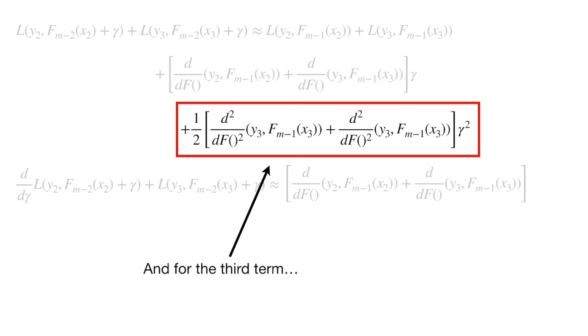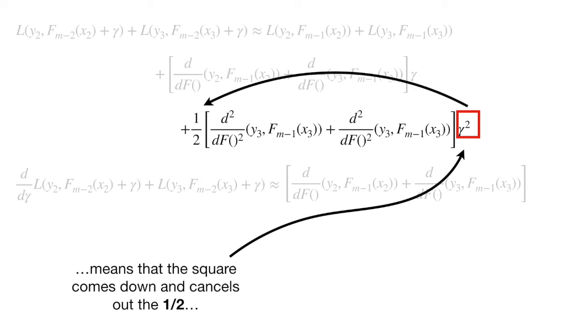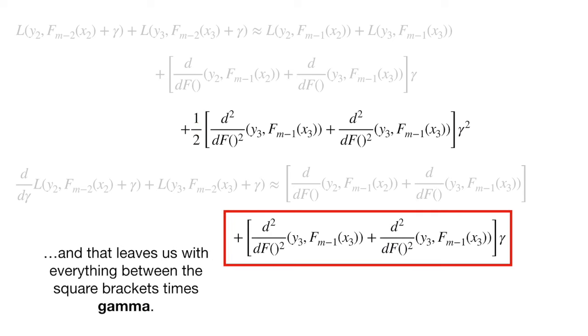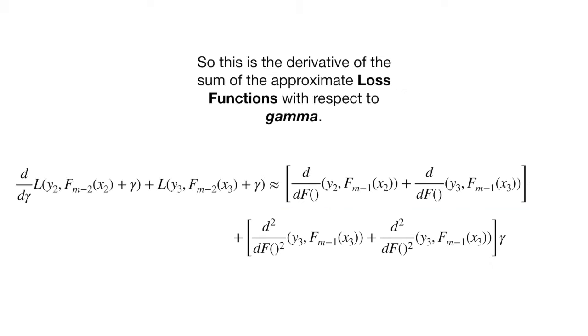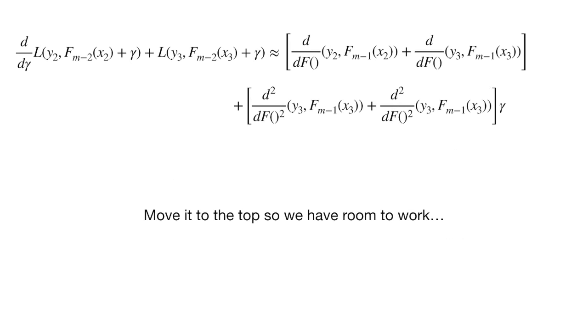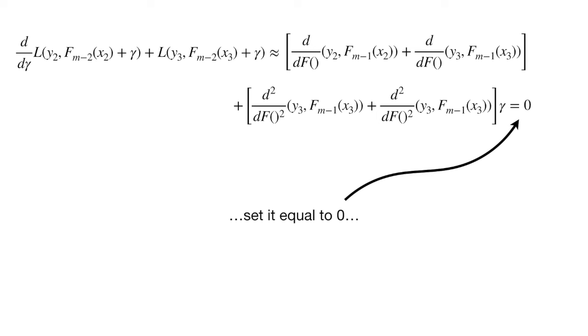And for the third term, the derivative of this with respect to gamma means the square comes down and cancels out the 1/2, and that leaves us with everything between the square brackets times gamma. So this is the derivative of the sum of the approximate loss functions with respect to gamma. Move it to the top so we have some room to work. Set it equal to 0.